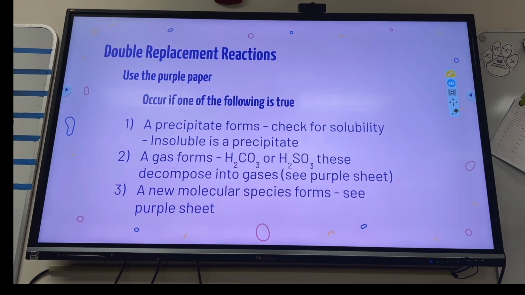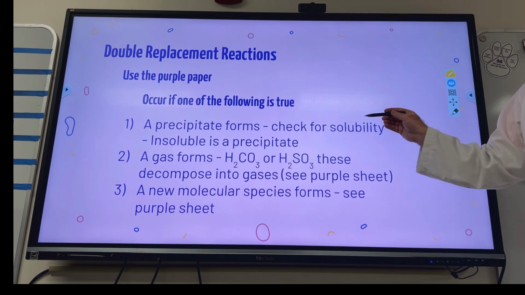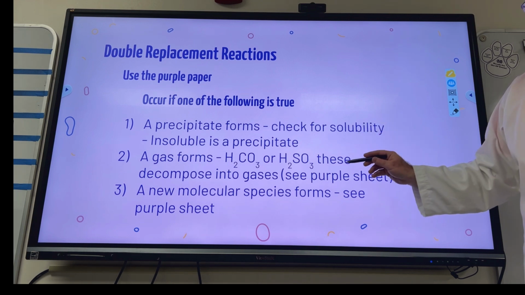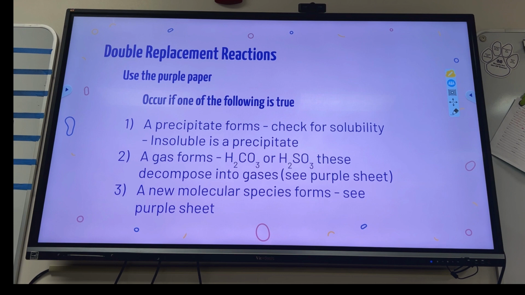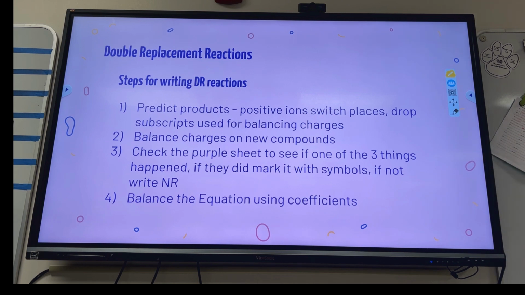Double replacement is kind of the same. Something precipitating out of solution, some kind of gas forming, or some other kind of chemical forming that is not the two chemicals you put in initially, right? Here are the steps to write a double replacement reaction. So if we witness something happening, now what?